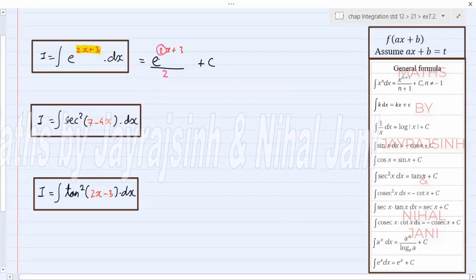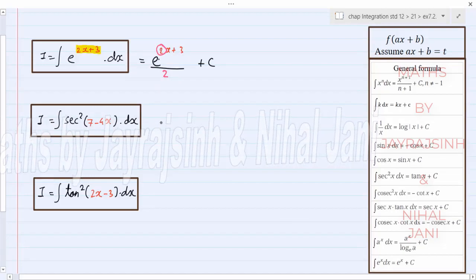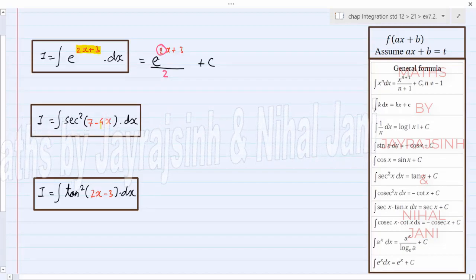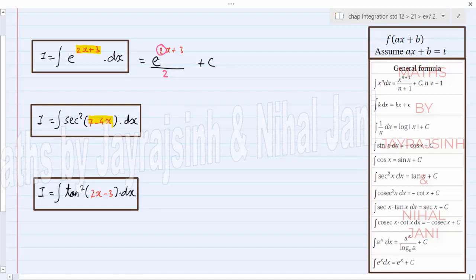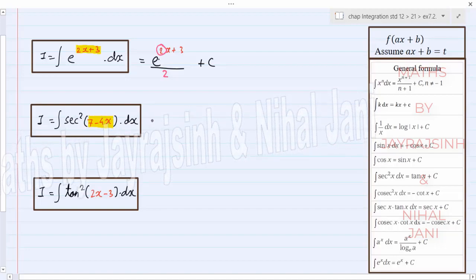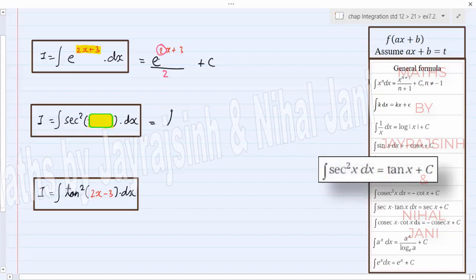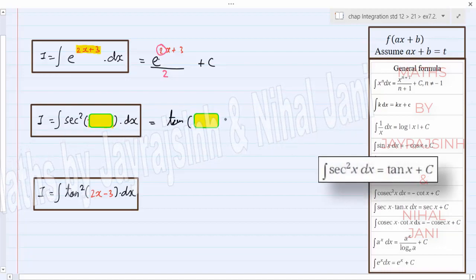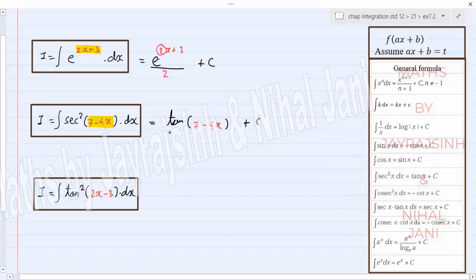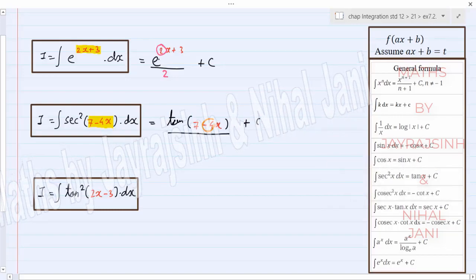Similarly, let's try to solve the integration of (7 minus 4x) squared. Here 7 minus 4x is a first order polynomial. So the integration of x squared is simply x cubed by 3 plus c. We just have to divide by the coefficient of x, which is minus 4.